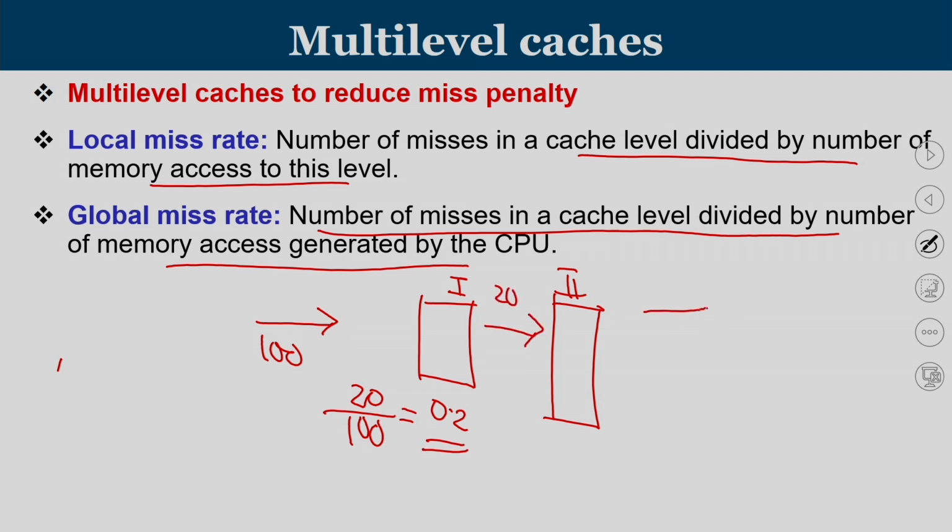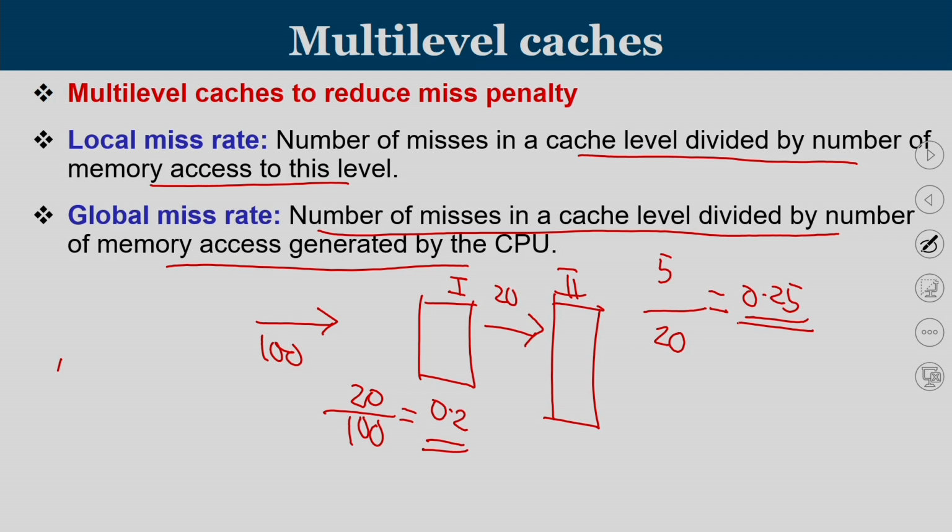Now assume that out of the 20 that reach L2, 5 of them miss in L2. So number of misses in L2 is 5, number of accesses to L2 is 20, leading to 0.25 as the local miss rate of L2. So the local miss rate of L1 and L2 is defined by the number of accesses coming into that particular level and the number of misses that you encounter in that particular level.